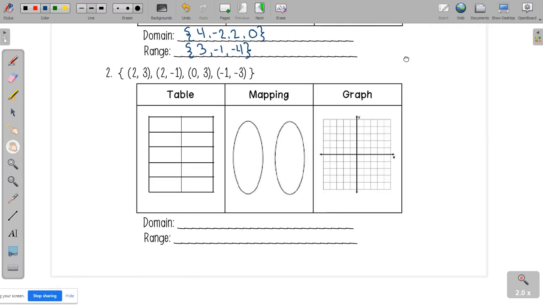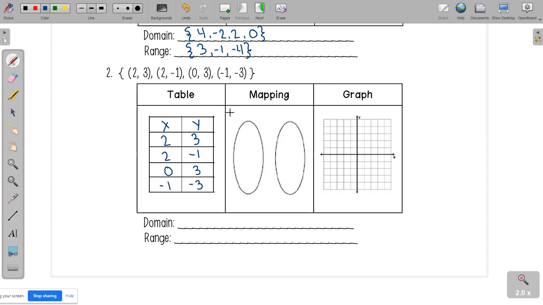I want you to pause the video and do this next example. Come back and check your work. Okay, let's look at this one. We have a relation of (2, 3), (2, -1), (0, 3), and (-1, -3). So let's make that as a table. So x, y, we have 2, 3, 2, -1, 0, 3, and -1, -3.